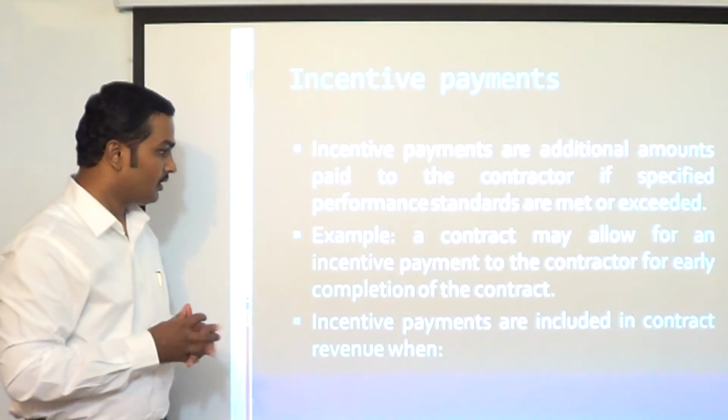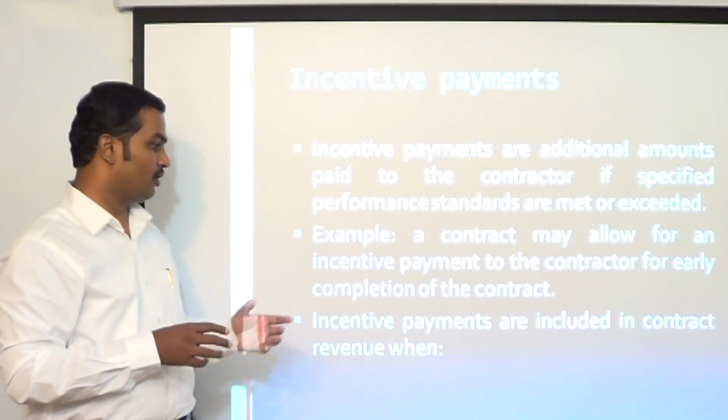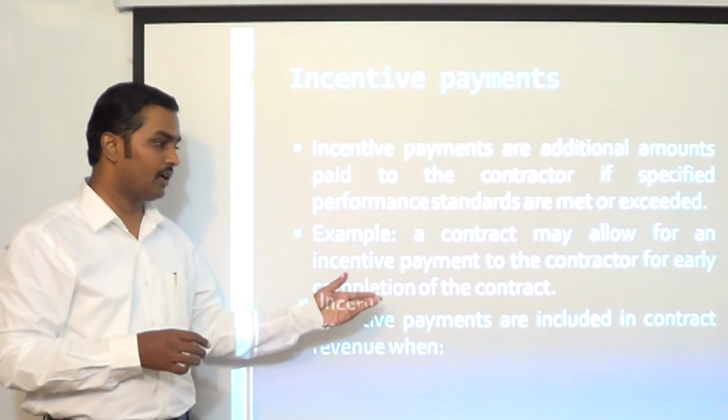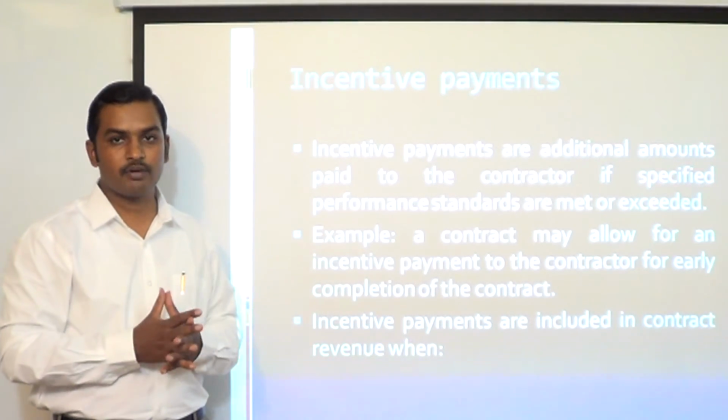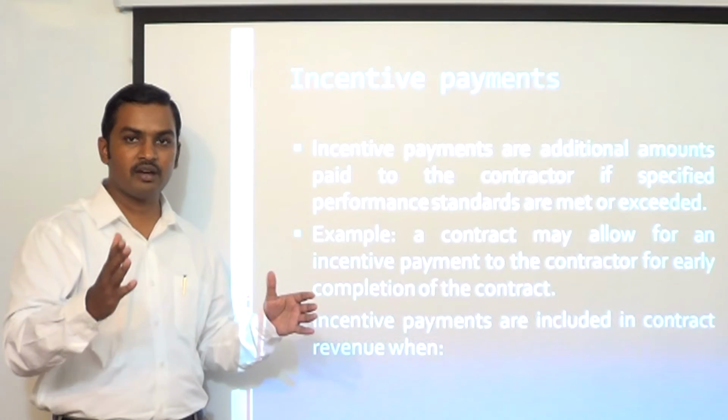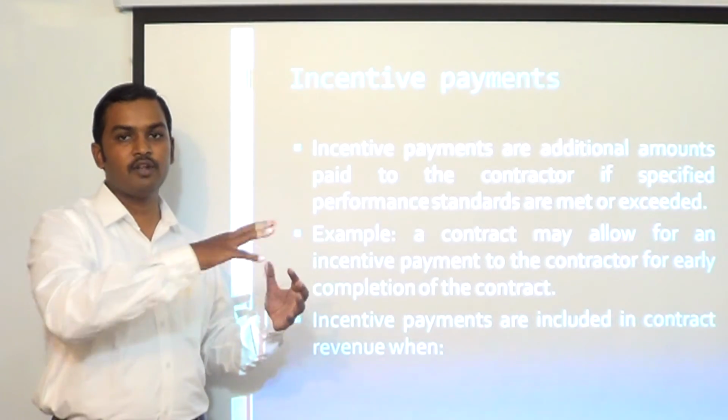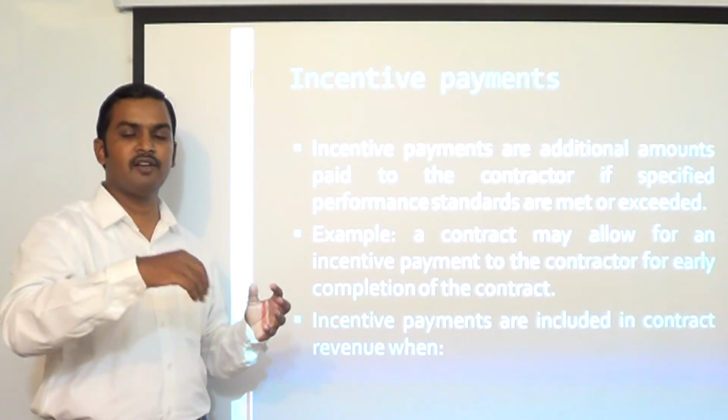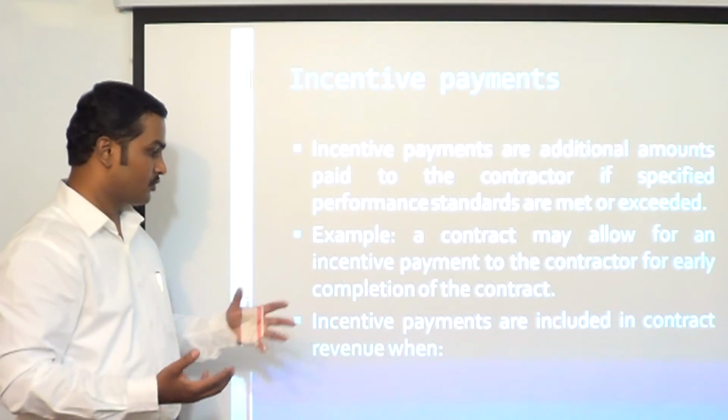Now, you can see an example here. The contract may allow for an incentive payment to the contractor for early completion of the contract. Say the contract provides that if you are able to complete the contract within a period of 18 months, 5% of the contract value will be given to you as a bonus, or 10% of the contract value will be given as an incentive payment. So that is what we are talking about.